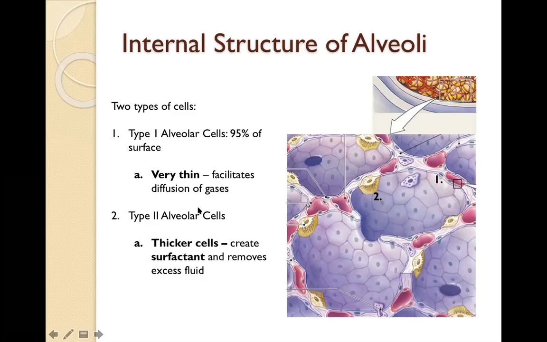Type 2 alveolar cells are thicker cells, and they're not that frequent. They make up about 5% of the cells within the alveoli, and the function of these cells is, number one, to remove excess fluid, but also to produce a substance called surfactant. Surfactant we'll talk about a little bit later. It is very important in making sure that we can inflate our alveoli similarly, and it doesn't matter how large they are. But we'll get back to that.